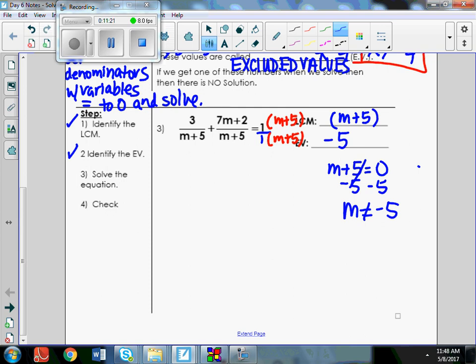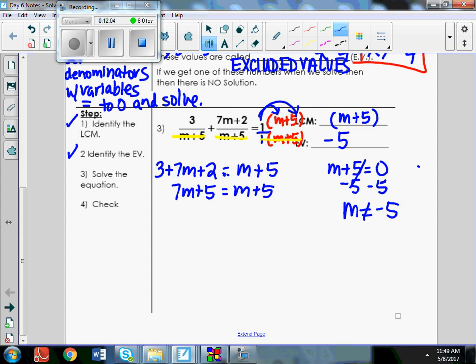So now that I have my common denominator, cancel, cancel, cancel. They all match. So now I'm just going to solve the top. 3 plus 7m plus 2 is equal to 1 times m plus 5, which is just m plus 5. So I could combine my like terms on the left. And now I'm just going to solve for m. So once you have the common denominator, you're allowed to just cross it off.